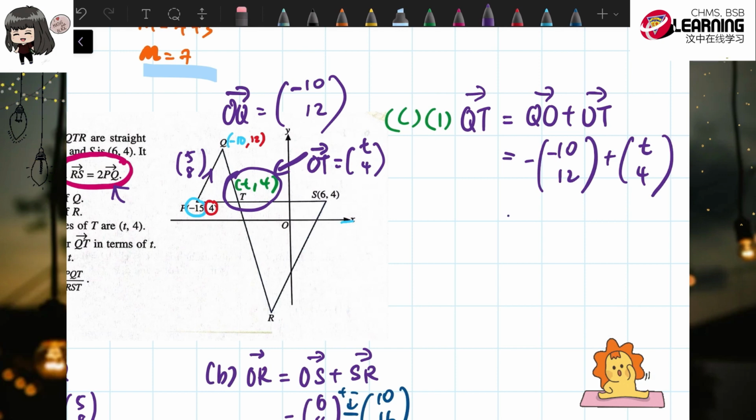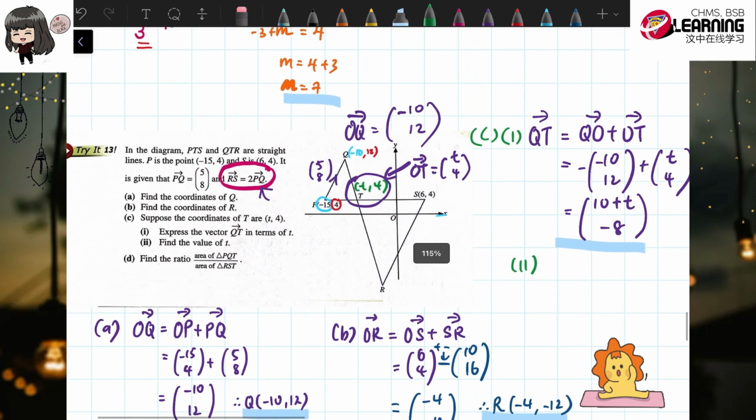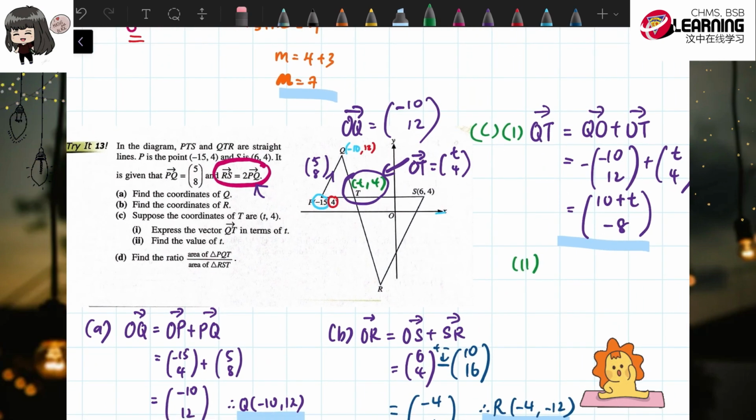Okay, and then you simplify 10 plus t, negative 12 plus 4 is negative 8. So that's your answer for qt. Now part 2. Find the value of t. How are you going to find this value of t?